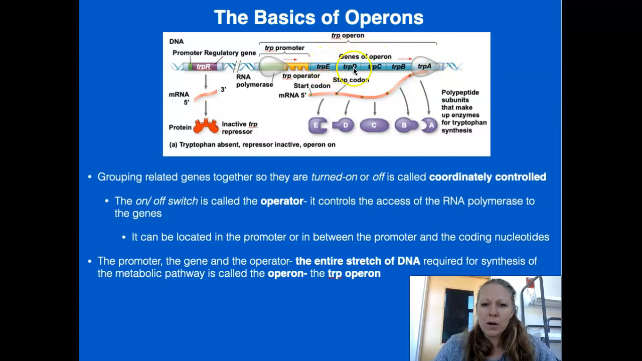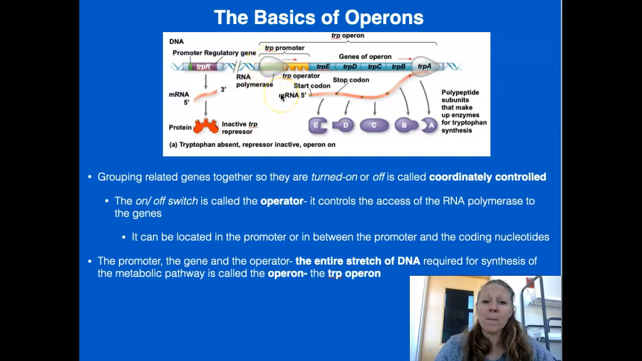Right here, if these are our 5 genes for the 3 enzymes, right before it we can see here's the operator. The operator is the on-off switch, and that's going to essentially turn on or off the expression of these genes. And it does it really simply. Here's the RNA polymerase.